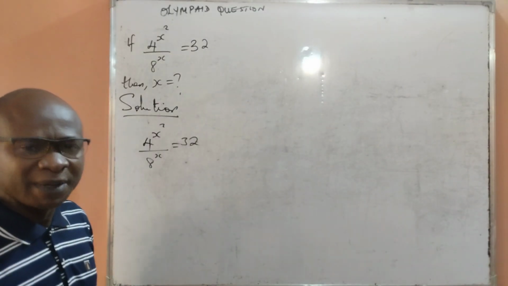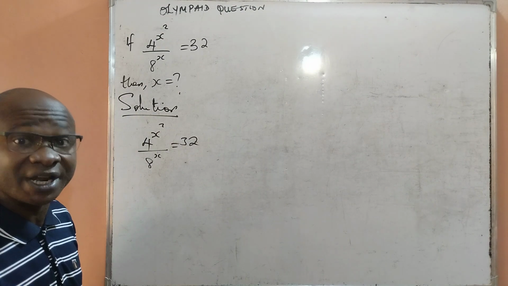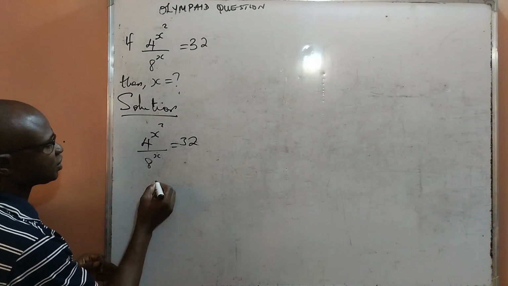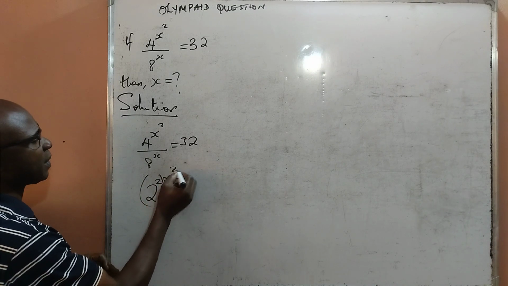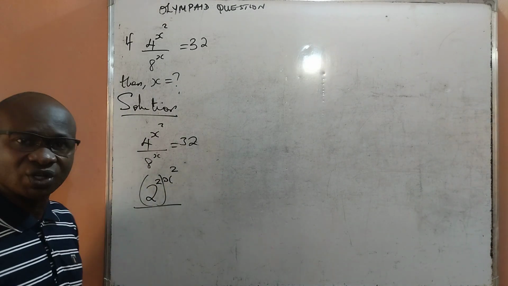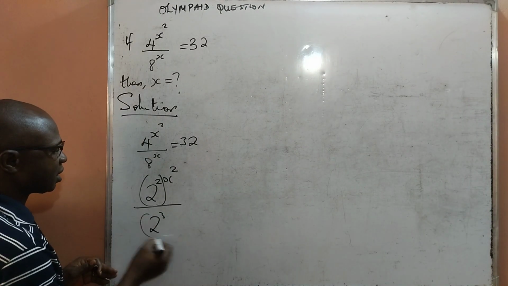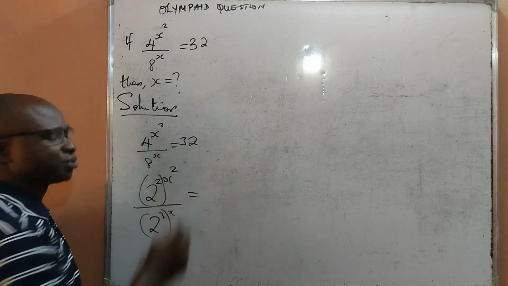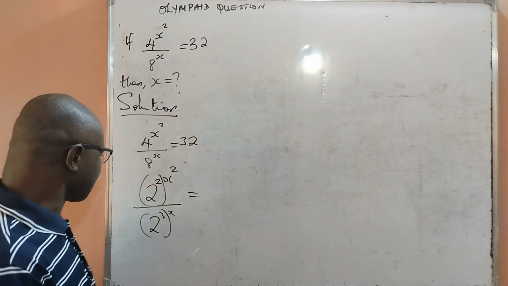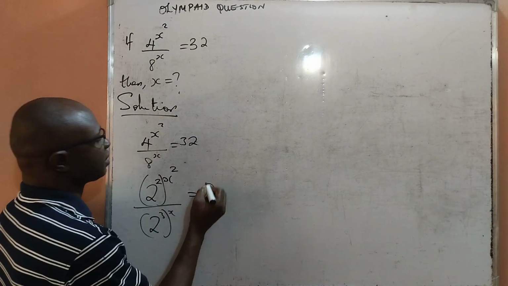Let me remind you that 4 means 2 raised to the power 2 in index form. That means 2^2 is the same thing as 4, then raised to the power x, raised to the power 2, divided by 8, which is the same thing as 2^3, also raised to the power of x. Everything is equal to 32. And 32 can also be written in base 2, which means 2 raised to the power 5.